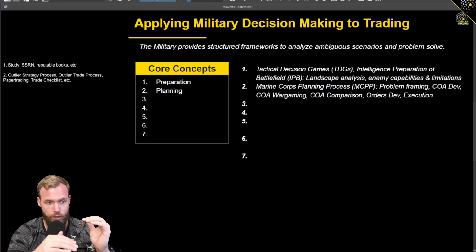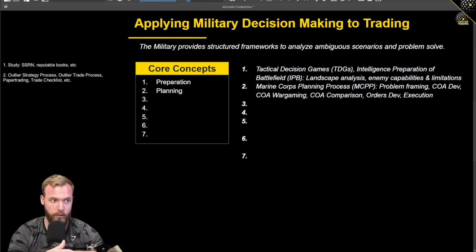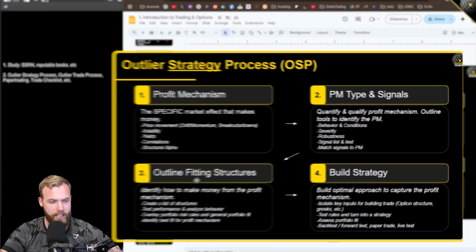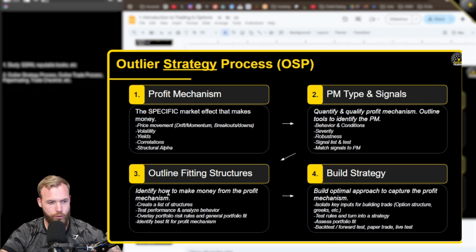COA wargaming is when we take these different courses of action. I don't think I said that yet. COA is course of action. When we take all these different courses of action and we compare them against each other. So what you'll notice is in the outlier strategy process in step 3, let me grab it. Right here, you see where it says outline fitting structures. Identify how to make money from the profit mechanism, create a list of structures, test performance, and analyze. Identify the best fit for that profit mechanism.